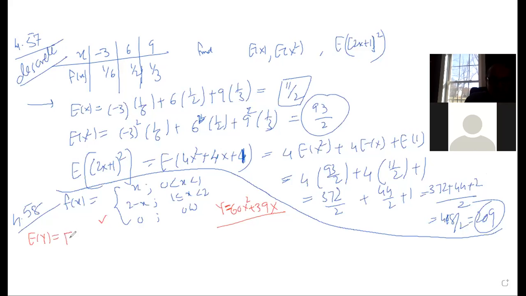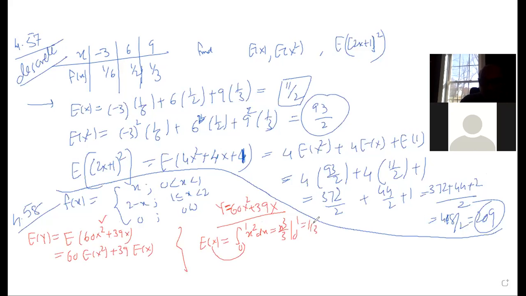So first of all, let me find E of y, that is equal to the expected value of 60x squared plus 39x. That is equal to 60 times the expected value of x squared plus 39 times the expected value of x. Here the expected value of x is the integral from 0 to 1 of x times the function value x, so it is x squared dx. So x cubed by 3 from 0 to 1, so it is 1/3. Oh my bad, I forgot the second part.